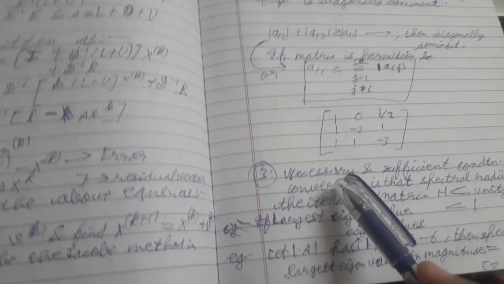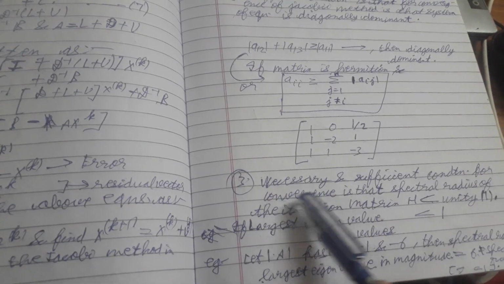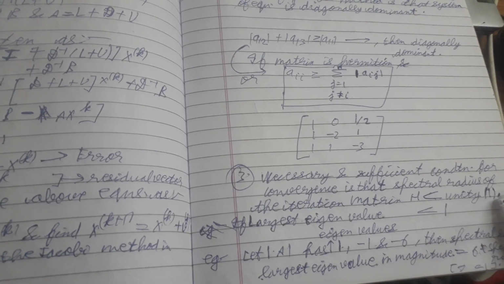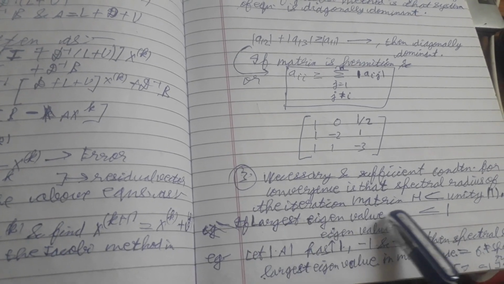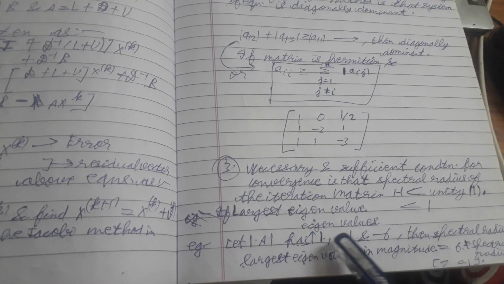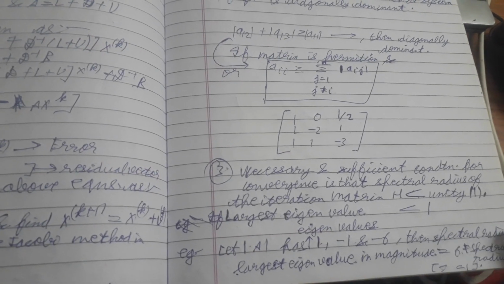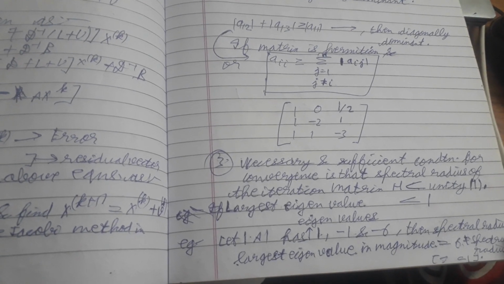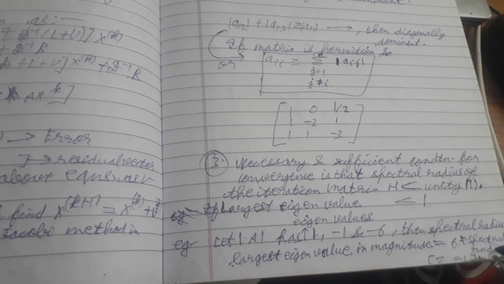Necessary and sufficient condition for convergence is that the spectral radius of the iteration matrix H is less than unity, that is, the largest eigenvalue in magnitude is less than 1. For example, if the eigenvalues are 1, -1 and -6, then the spectral radius, the largest eigenvalue in magnitude, is 6, so it is not less than 1.